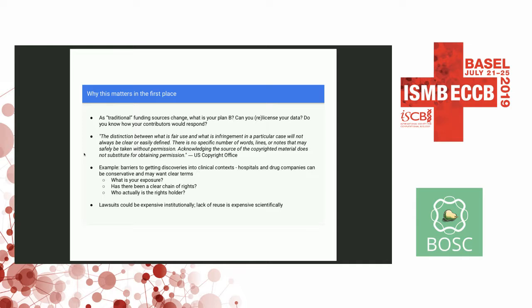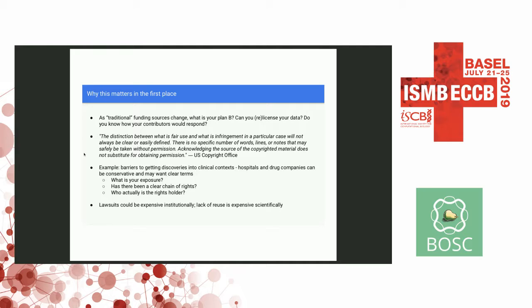Hospitals and drug companies can be very conservative about the data that you're offering to them. If you do not have a clear rights chain made available, they may be wary of actually using your data. Can you answer these questions? Who are the rights holders? And what is the exposure to your downstreams if you've made an incorrect decision about who owns what data?